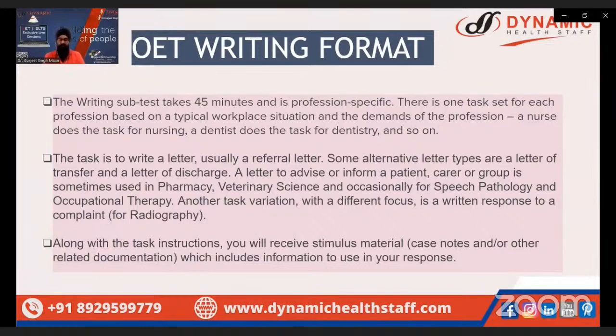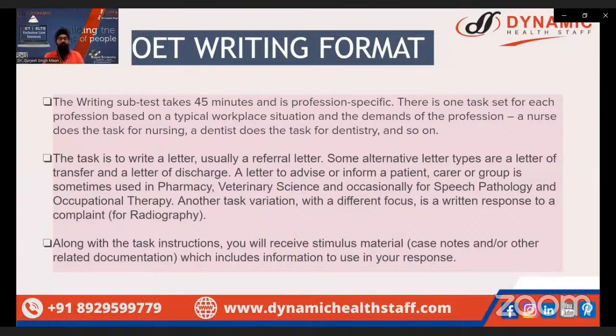The basic thing is to write a letter, usually a referral letter. There are some alternative types, like a letter of transfer or letter of discharge, that keep on changing. Sometimes you have to write a letter to another professional. It can be to your same profession or from another profession, so it will be a task variation. You have to practice different task variations.